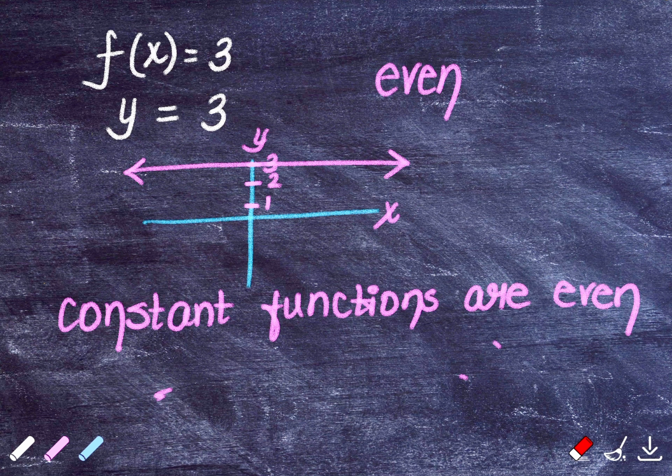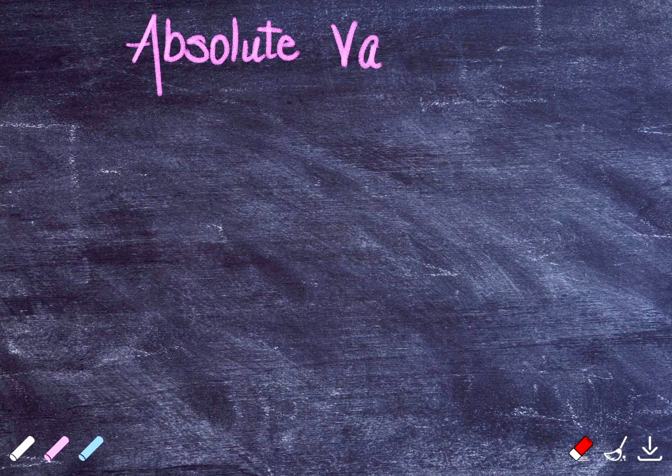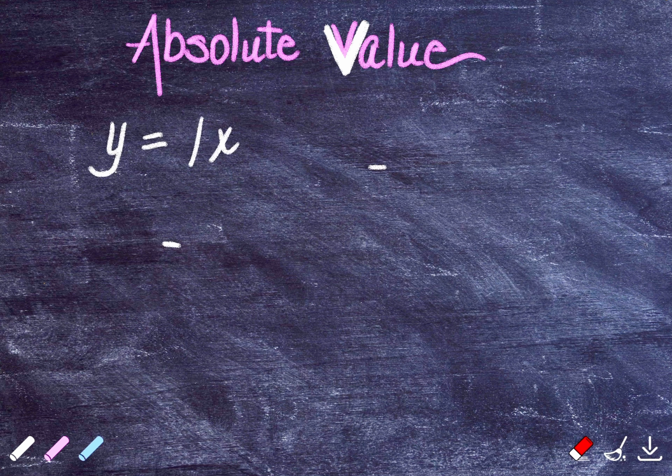All right, let's take a look at another even function, which is the absolute value function. In the absolute value function, I would like for you to highlight this V here, because that's the actual shape of the function. How do we write the absolute value function? I can write it as y equals absolute value of x, or another way of writing it would be f of x equals absolute value of x.